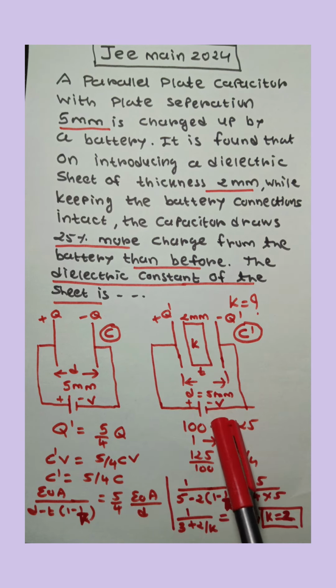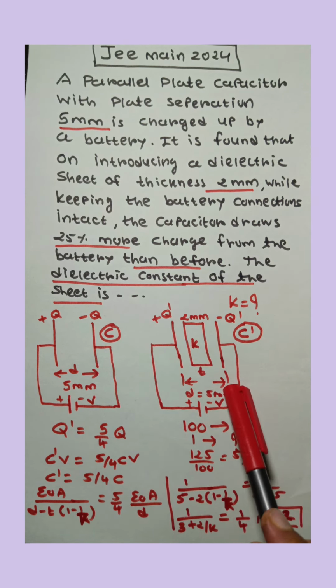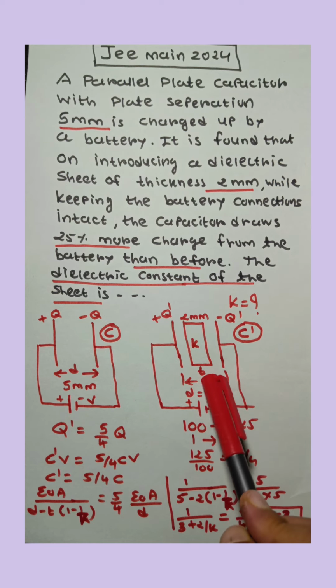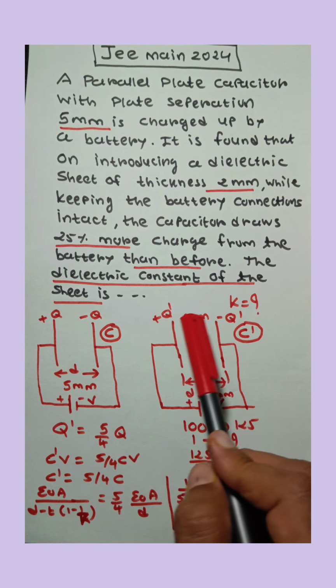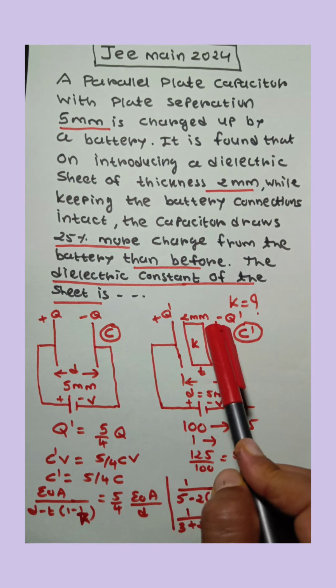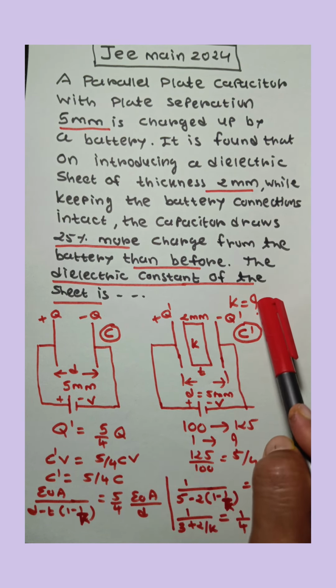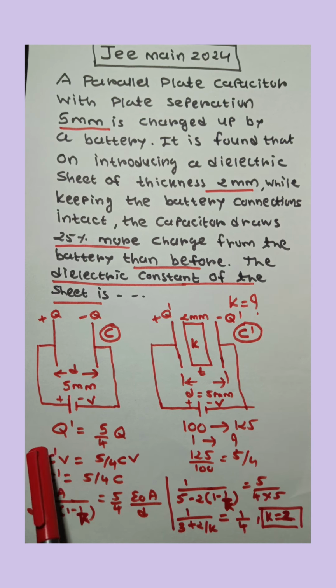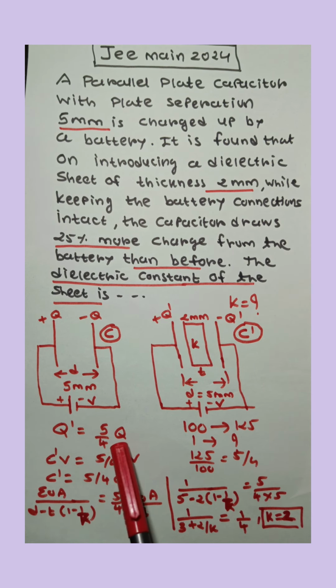In the second case, battery voltage is V, separation between plates d is 5 mm, thickness of the dielectric medium, small t, is given as 2 mm, charge on the plates is now plus Q dash and minus Q dash, and we want to find K here. Here it is given that Q dash is equal to 5 by 4 Q.